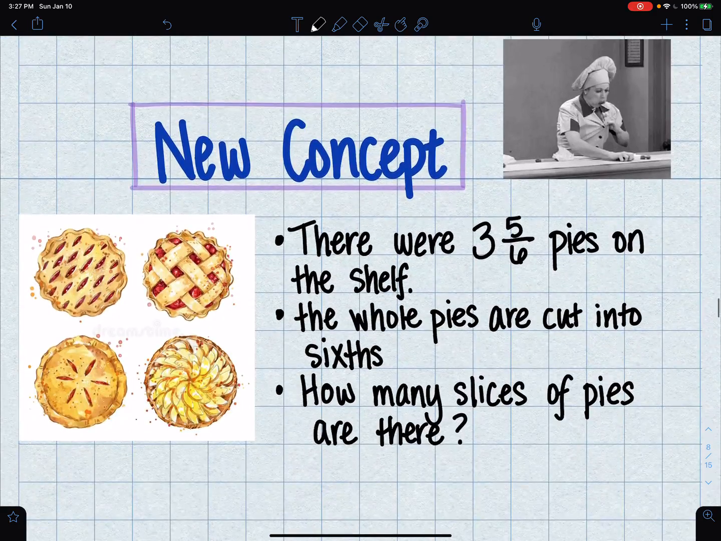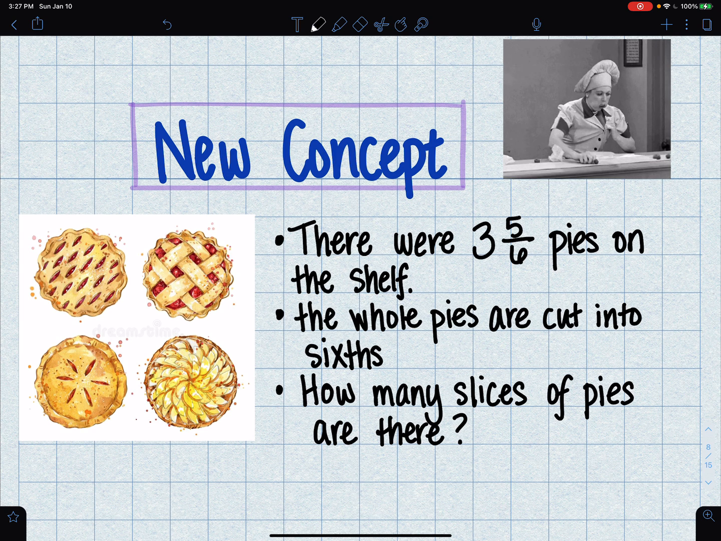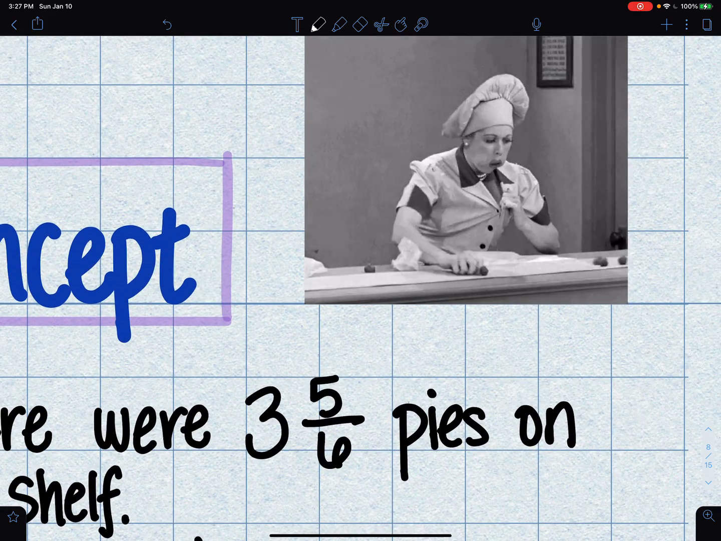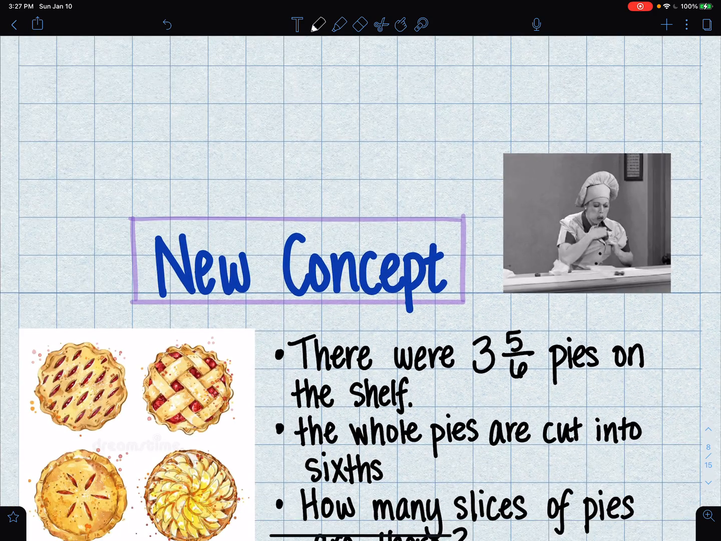All right, I'm going to move on to the new concept. Hopefully I'm not going too fast for you. Like Lucy here, she's a little overwhelmed. She's a little overwhelmed trying to get all those chocolates, right? All right, here we go.